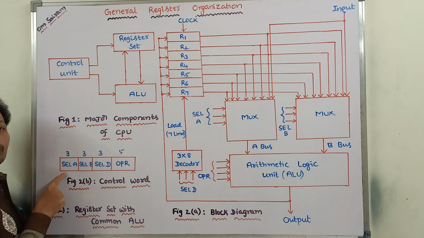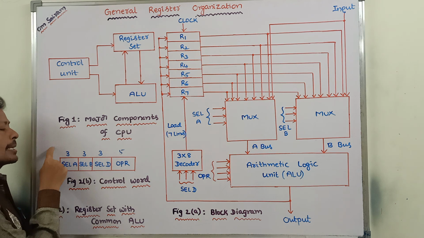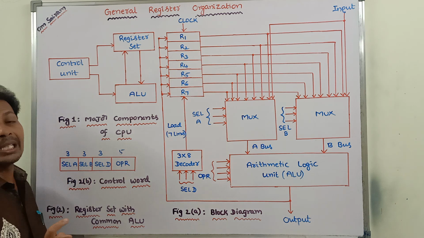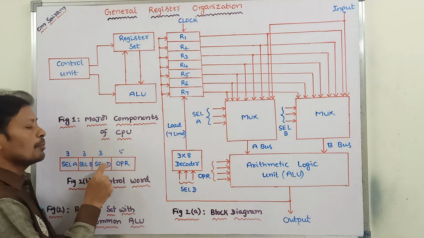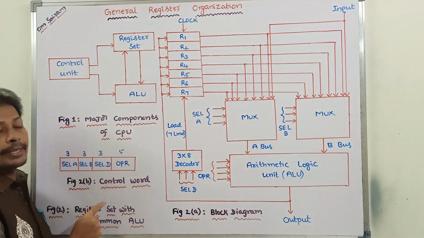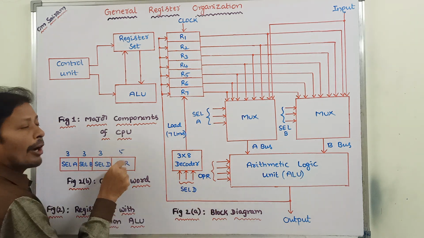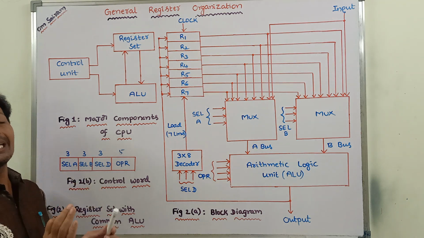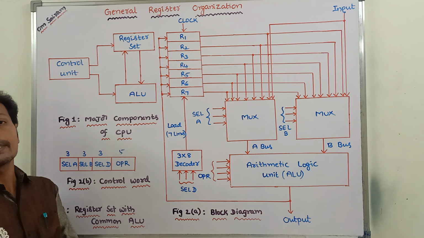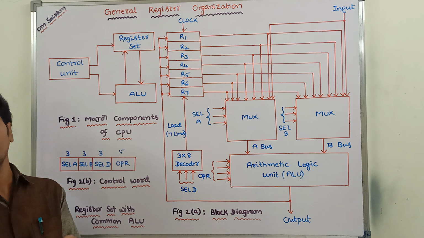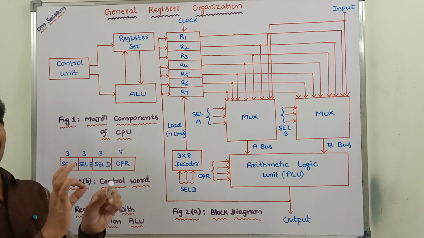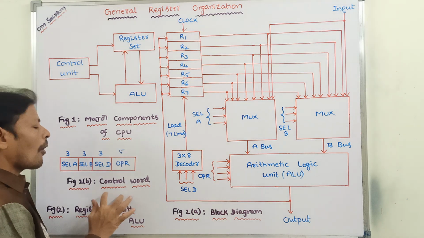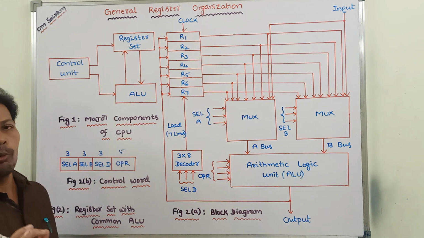So the selection inputs of multiplexer A contain 3 bits. The selection inputs of multiplexer B contain 3 bits. The selection inputs of D contain 3 bits. The OPR field contains 5 bits. So total 14 bits. These 14-bit selection input values can be combined into a particular value. That particular value can be formed as a control word. This is called a 14-bit control word.